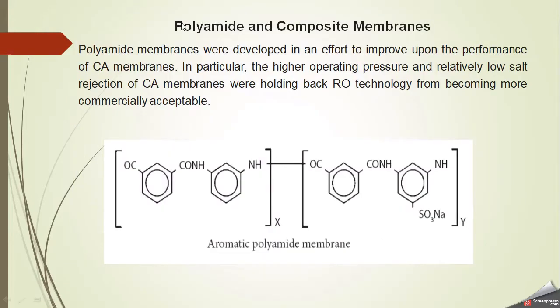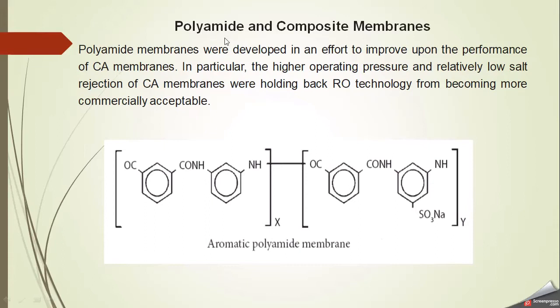The second important type is polyamide and its composite membranes. Polyamide membranes were developed in an effort to improve upon the performance of CA membranes, cellulose acetate membranes. In particular, the higher operating pressure and relatively low salt rejection of CA membranes were holding back RO technology from becoming more commercially acceptable in the 1960s to 70s.